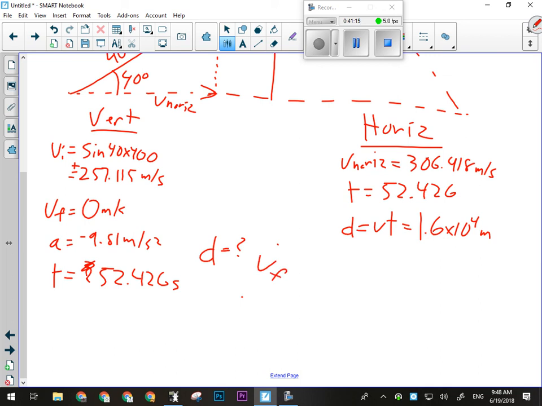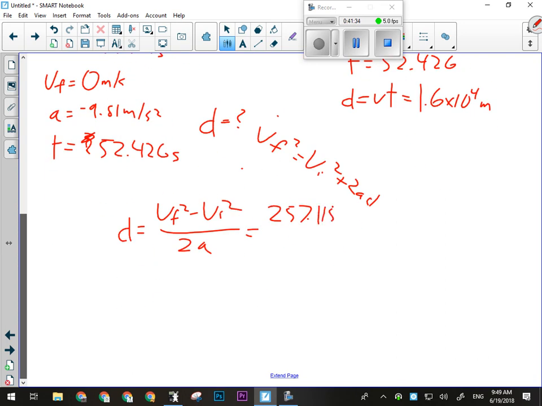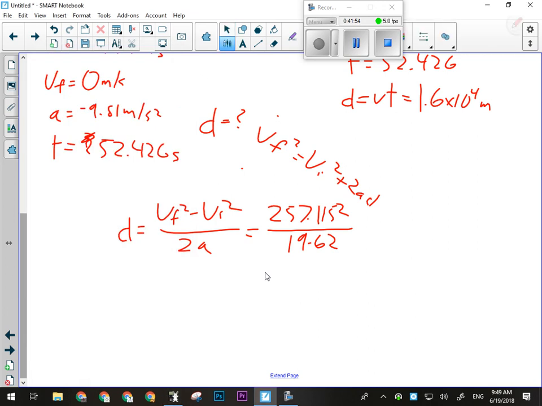So I'm going to use VF squared equals VI squared plus 2AD. That's the formula that I want to plug in now. Okay, solving for D. D will be VF squared minus VI squared over 2A. So we'll have 257.115 squared divided by 19.62, right? Because VF is 0. So okay, it's going to reach a maximum height of 3.4 times 10 to the 3 meters.